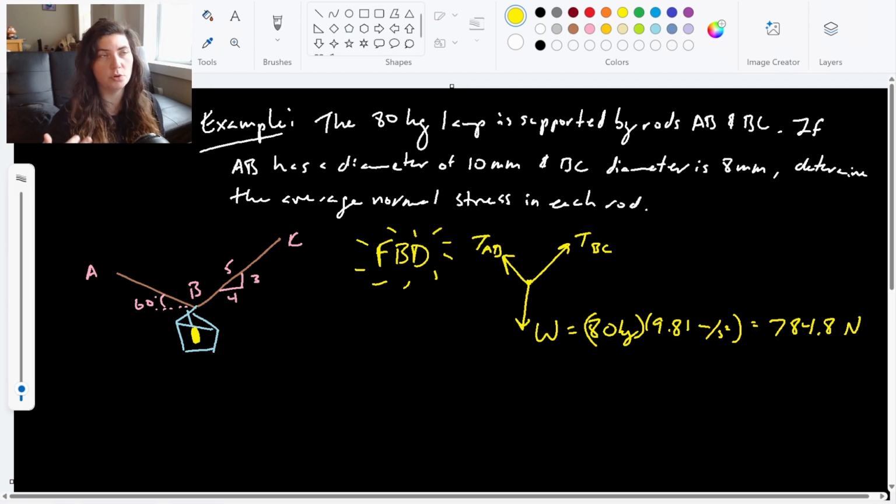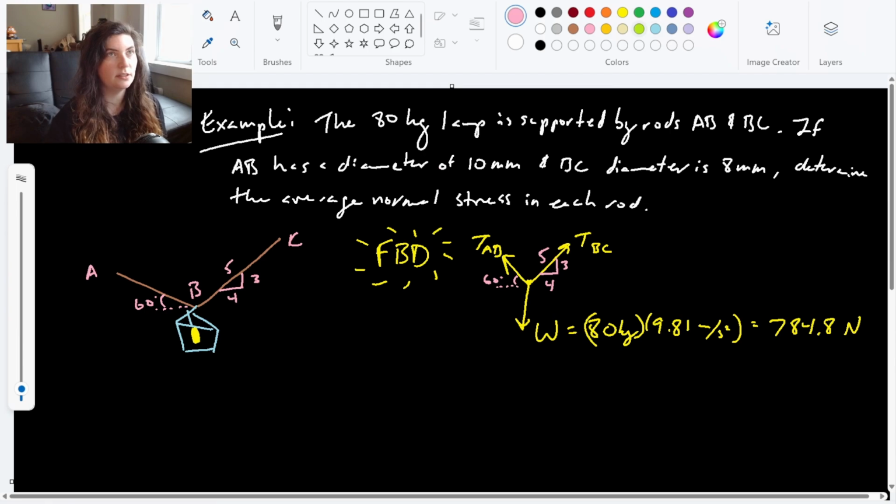But again, you would call it force 1, force 2, BC, B, whatever you want to call it. As long as you can keep it straight, that's all that matters. So I've got my two forces and my weight, and the relationships here are on BC, we have a 3, 4, 5 triangle. And on AB, we have a 60-degree angle.